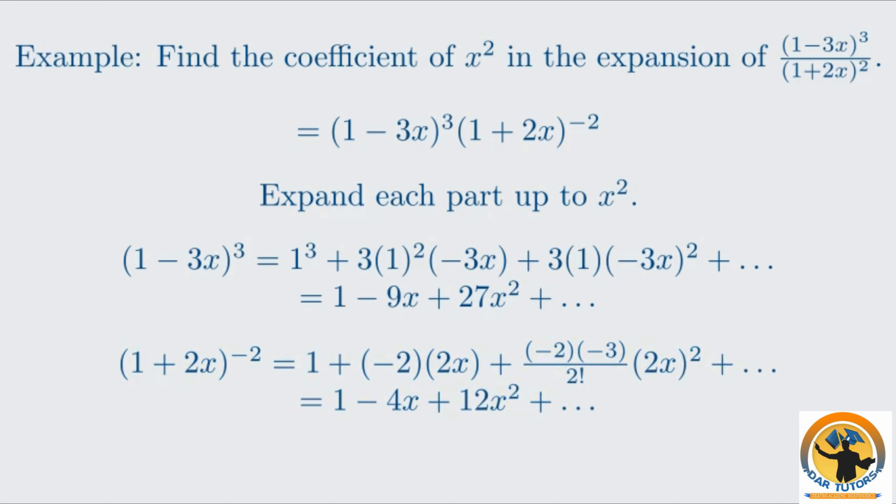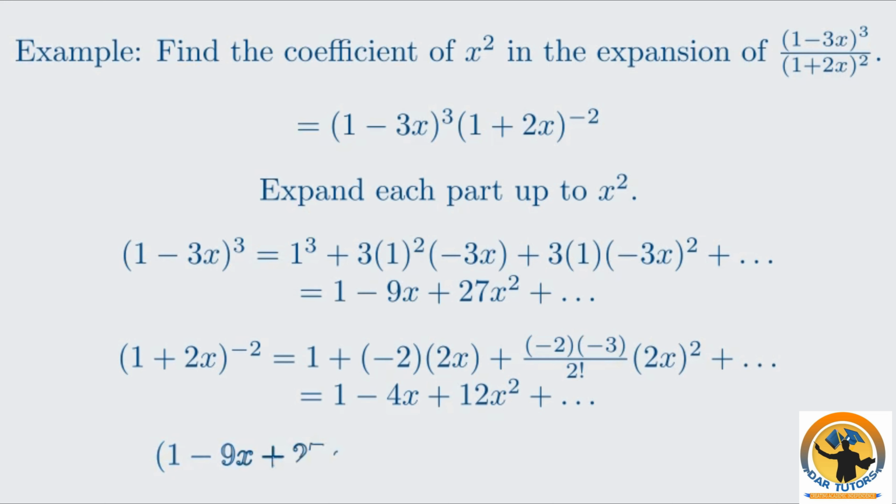Now we multiply these two expansions together. But we only care about the terms that result in x squared. We are multiplying 1 minus 9x plus 27x squared by 1 minus 4x plus 12x squared. There are three ways to get an x squared term.